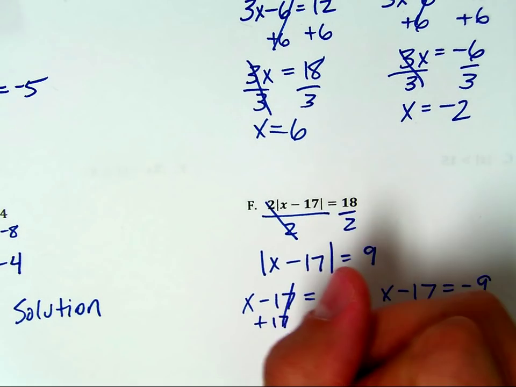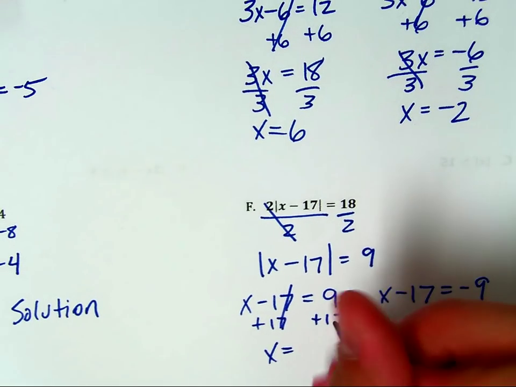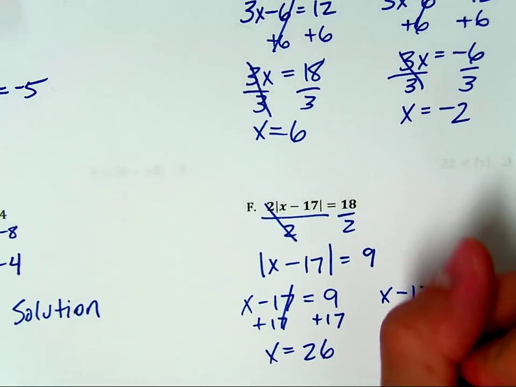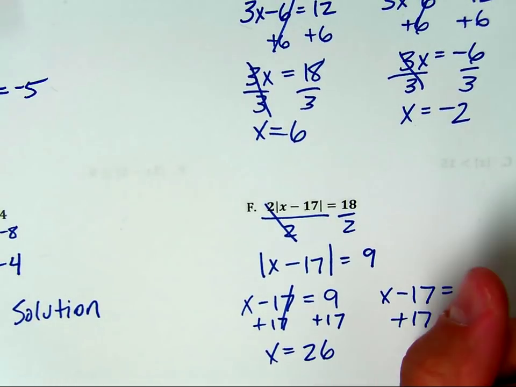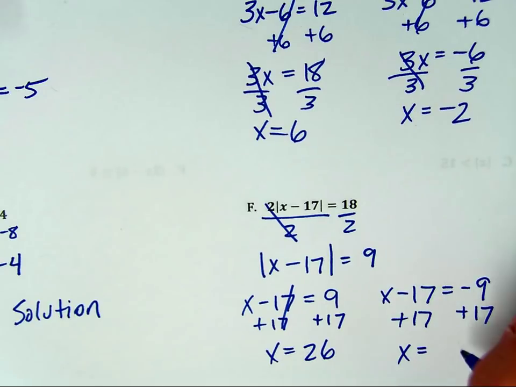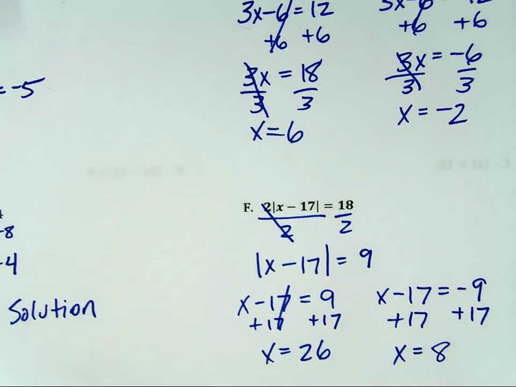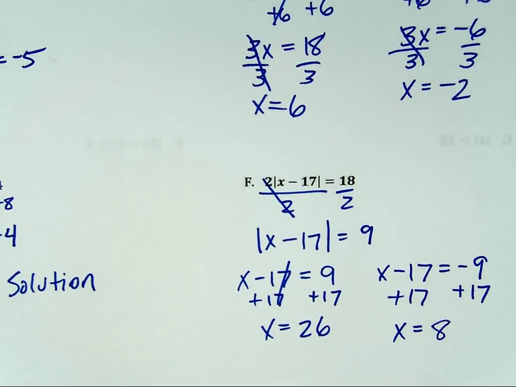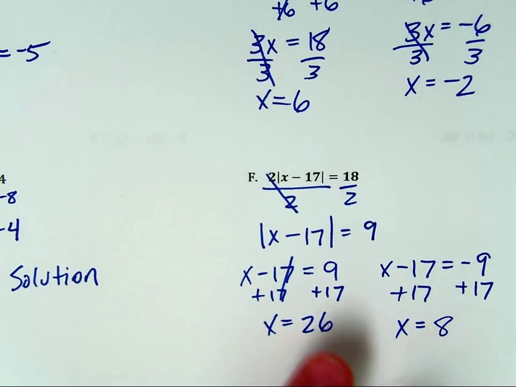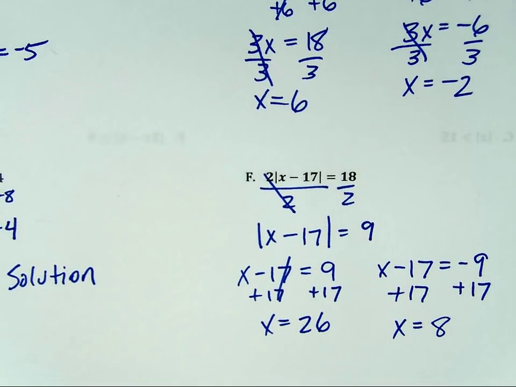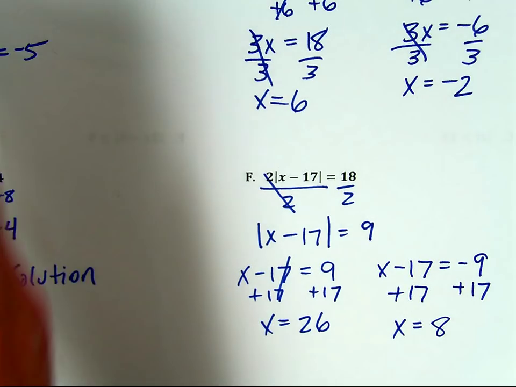Add 17 to both sides. x equals 26 here. We add 17 over here, and we get x equals 8. All right, so we still have two solutions. There may be different numbers, but that's the nature of the absolute value.